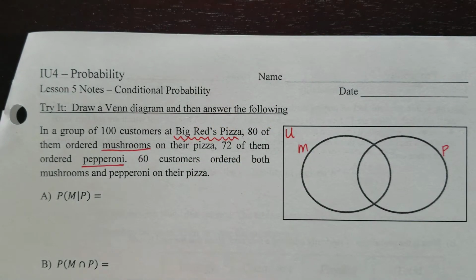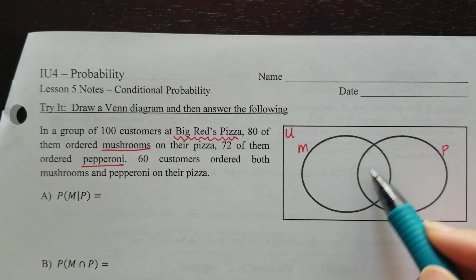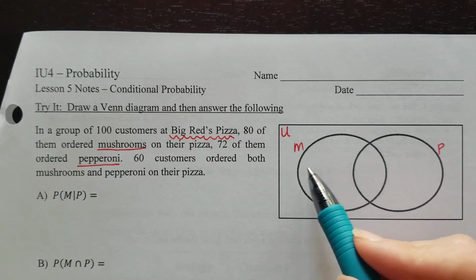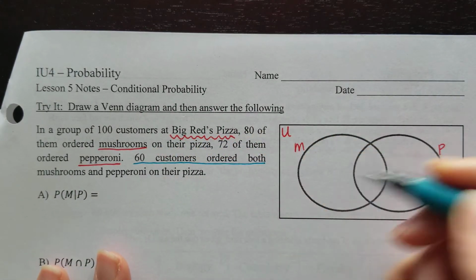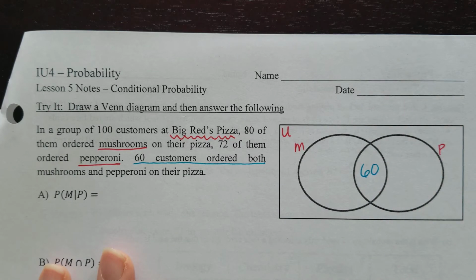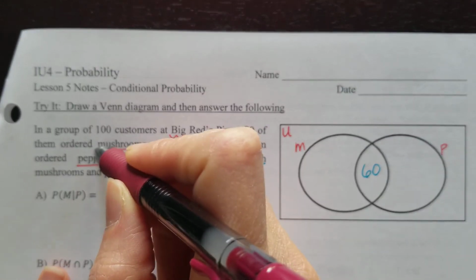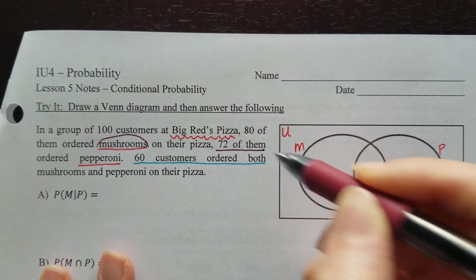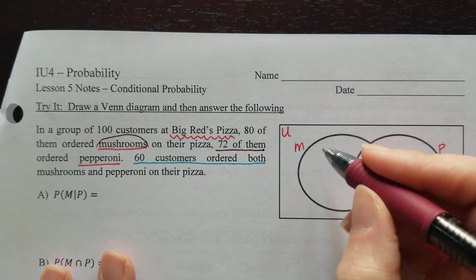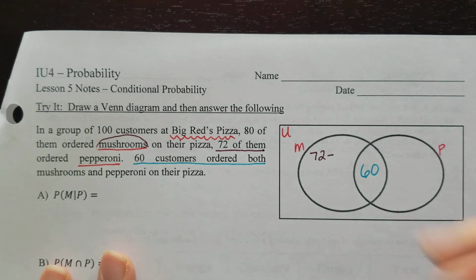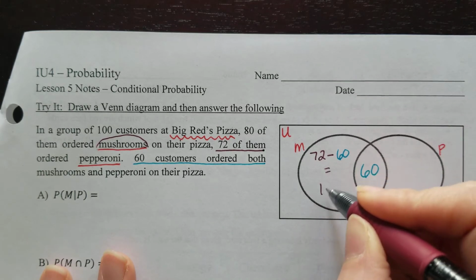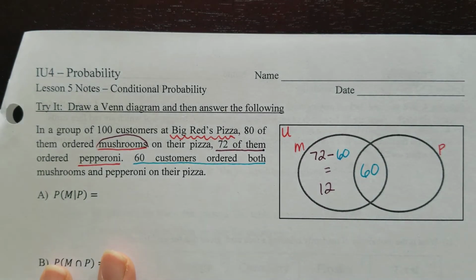When we build a Venn diagram, we want to begin with the overlap. So the first thing I want to label is how many people ordered pizza with mushrooms and pepperoni. And we're told here that there were 60 customers who ordered both. So the 60 would go right here. Then as I move over here to mushrooms, the total mushrooms is 72, but I've already accounted for 60. So we're going to take that total and subtract out the 60 we've already accounted for. And that means there are really only 12 people who ordered just mushrooms on their pizza.